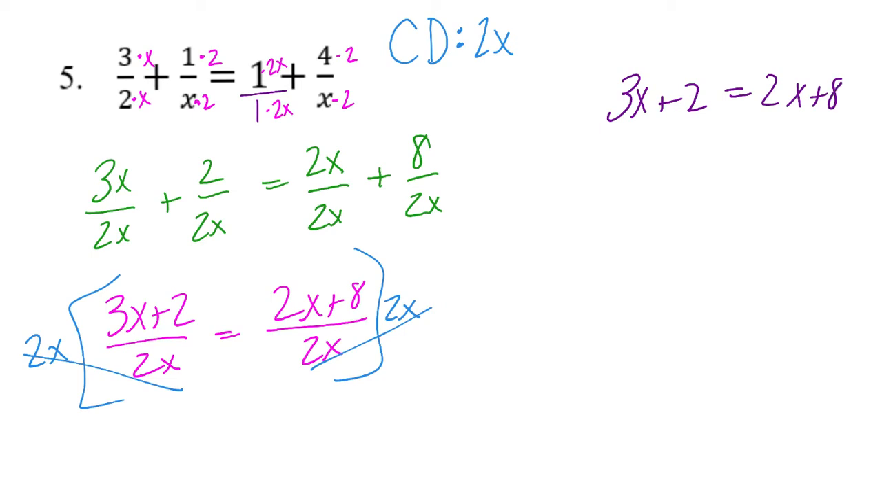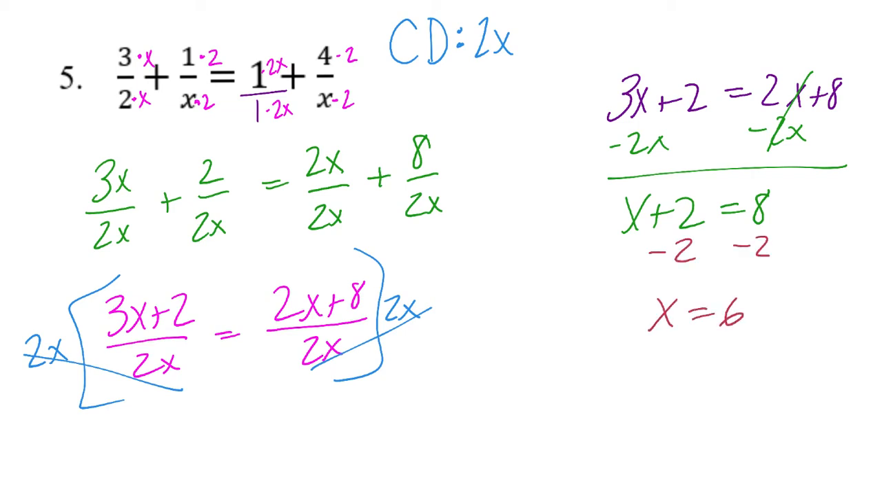So now we can solve like normal, minus 2x. So x plus 2 equals 8. Solve, minus the 2, x equals 6. And that's it.